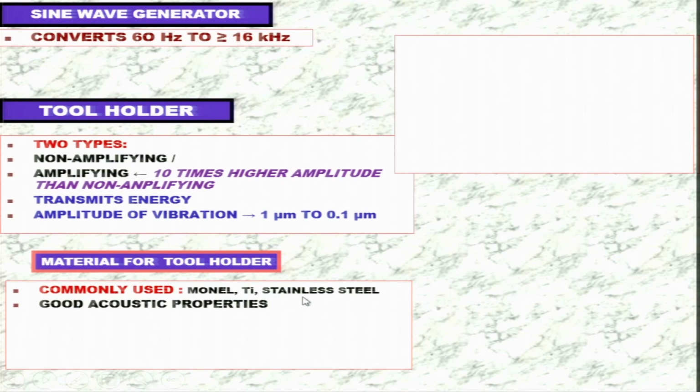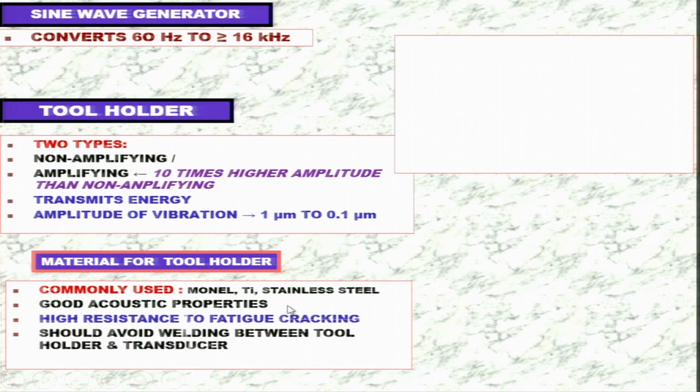Whatever material you are selecting, it should have good acoustic properties. Also, it should have high resistance to fatigue cracking. Because of these vibrations, it should have good resistance to fatigue cracking, otherwise this itself may fail. And it should avoid welding between tool holder and transducer because they are having high frequency vibrations.